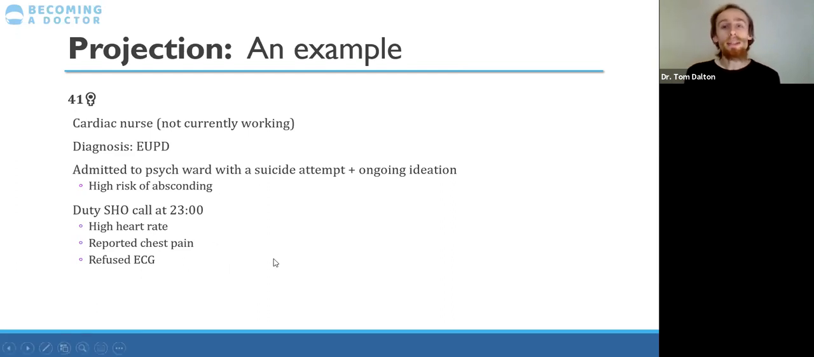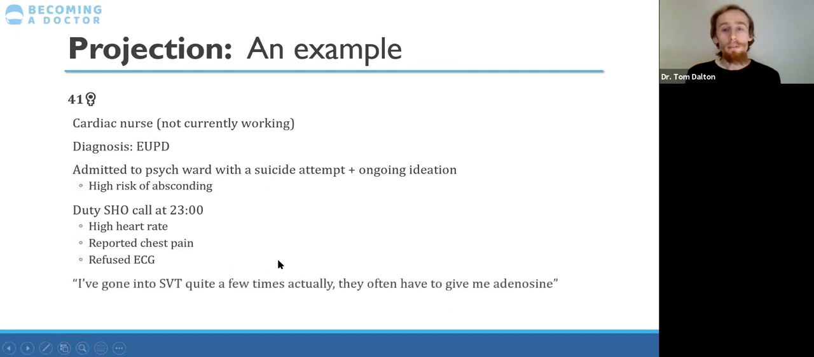And she was saying, no, I'll have an ECG if you send me to A&E. And then she said, oh yeah, I've been to A&E lots of times with this, actually. I've gone into supraventricular tachycardia. I don't know how far you are in med school, but this is a fairly serious arrhythmia. It needs treating. It can be quite bad. You can have hemodynamic instability with this that obviously can be fatal. Yeah, I've gone into SVT quite a few times, actually.